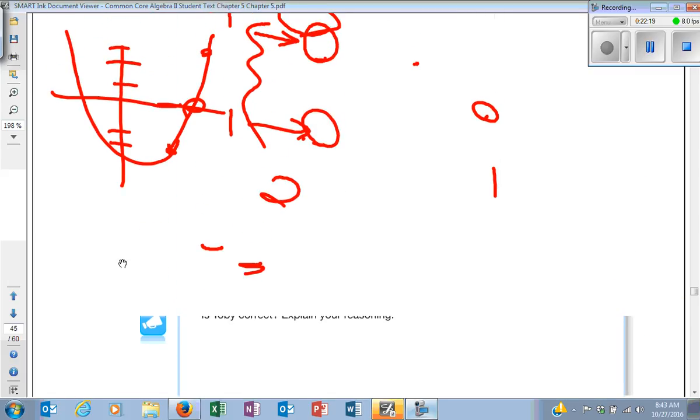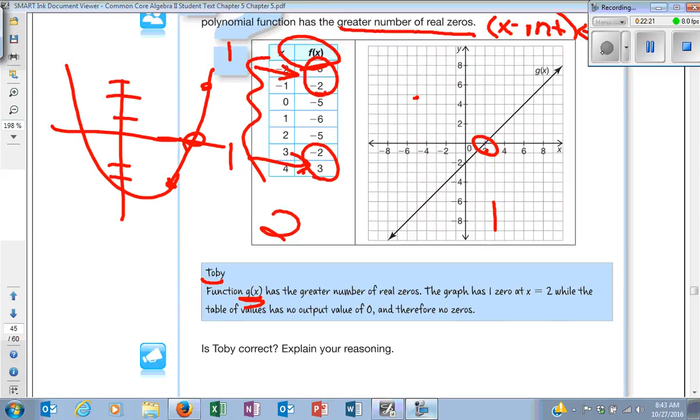Yes. How is it 2? So the question was asked: how does this have 2 x-intercepts, but over here it only has 1? These are 2 different functions. One, they gave you a picture of it. One, they gave you a table of it, and you're comparing the 2 back and forth.